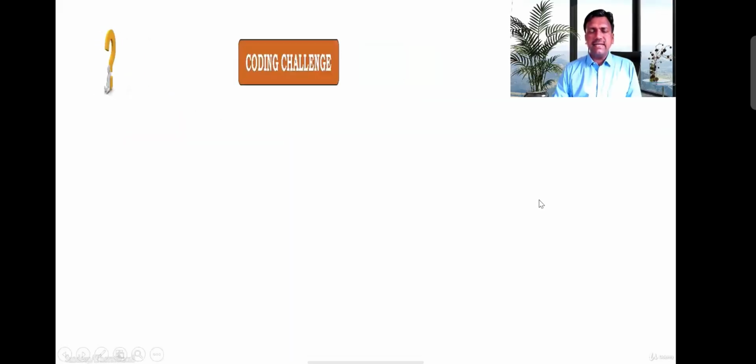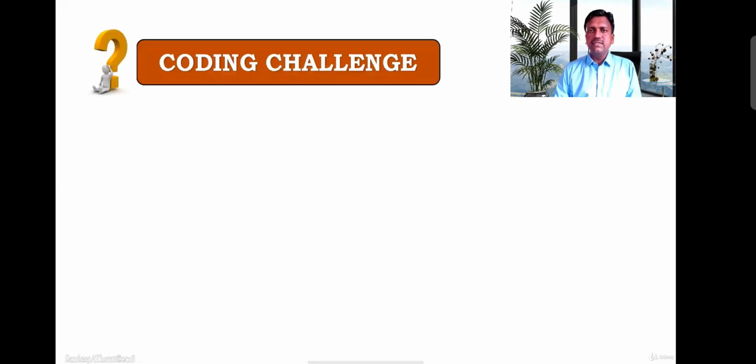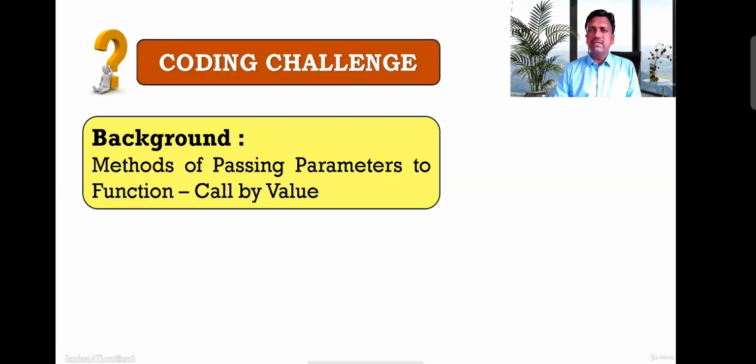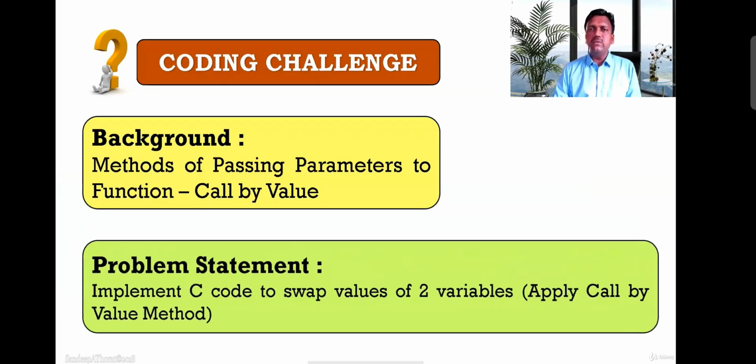Here comes another interesting coding challenge for you. This coding challenge is related to user-defined functions and different methods that are used to pass arguments to the function, particularly the call by value method, which we are going to explore in this coding challenge. Here comes the problem statement. You need to implement C code that will swap the values of two arguments which are passed to the function. Note that you have to use the call by value method for the implementation here. So I appeal to you to implement this code on your own.